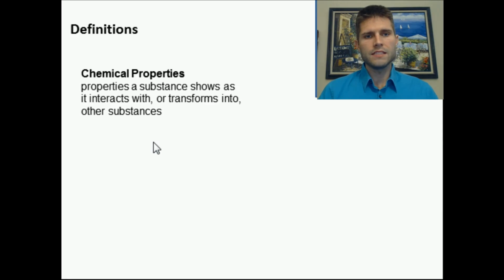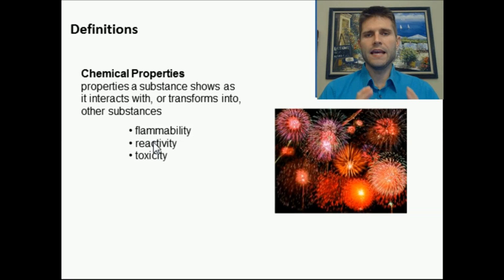We're chemists for a reason, so let's talk about these chemical changes and chemical properties. A chemical property is the property a substance shows as it interacts or transforms into another substance. So we can take fireworks, for example, and we can see some of its chemical properties. Well, fireworks are flammable. We know that if we have this gray powder and we strike a match to it, it's going to explode. It's going to change color. It's going to smell differently. And so we have some of those chemical properties.